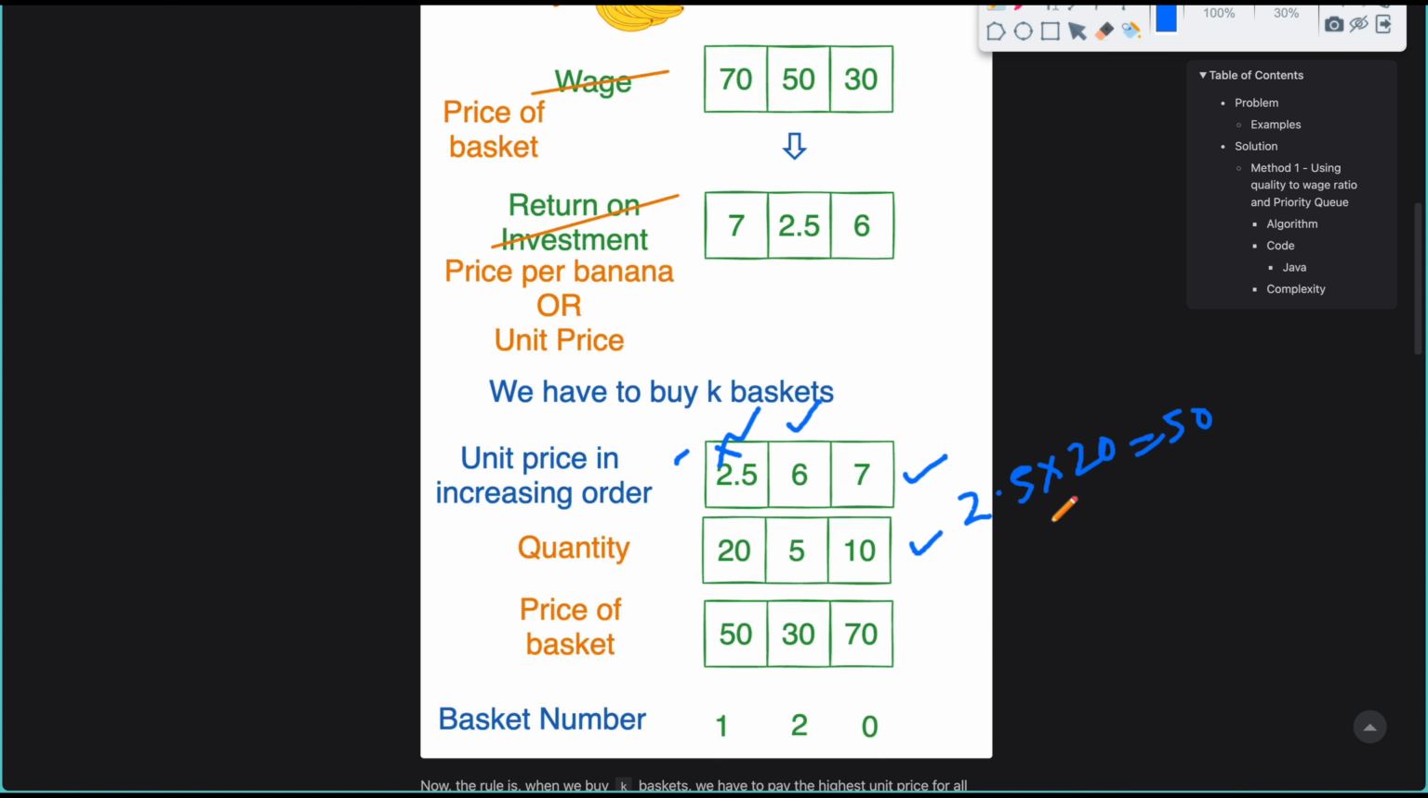And in this way, I think the important thing is that we are already taking care of the minimum wage criteria, which was rule number 1, because the next person or the next basket will always get their required minimum unit price, right? So in this case, we'll be paying 6 for 20 kgs, right? And the quantity of the second basket in the sorted order will be 5, right? So we'll be buying 25 units at 6 per unit price. So we'll be paying 150.